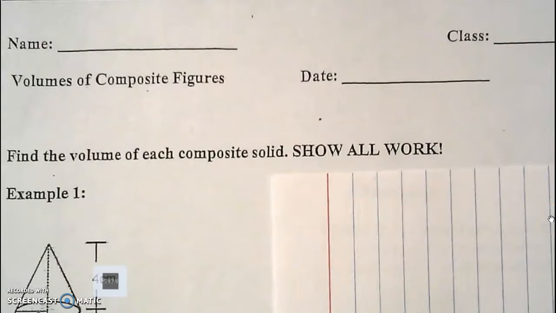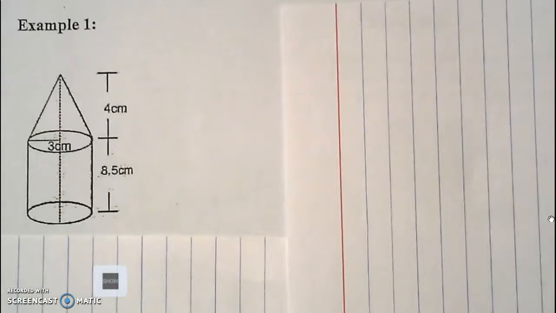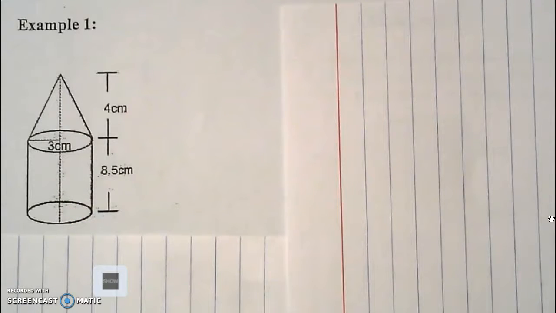We have an assignment which continues with volume. It's called volume of composite figures. Now, composite figures is normally when they put together shapes that we previously found the volume for. So if I want to find the volume for this shape, it looks to me like it's a cylinder and a cone. So I would find the volume of the cylinder, I would find the volume of the cone, and I would just add them together.